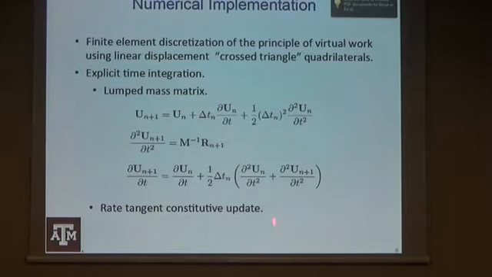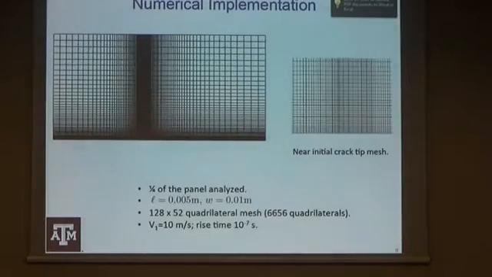Next slide. For the finite element, we're going to use linear displacement triangle quadrilaterals, explicit time integration, lumped mass, a very easy calculation. You can do it on a little laptop, with a rate constitutive update. Next slide. Here's just a simple mesh for the 1/4 being analyzed. The crack tip is somewhere in here. Crack growth happens in this fine mesh region.